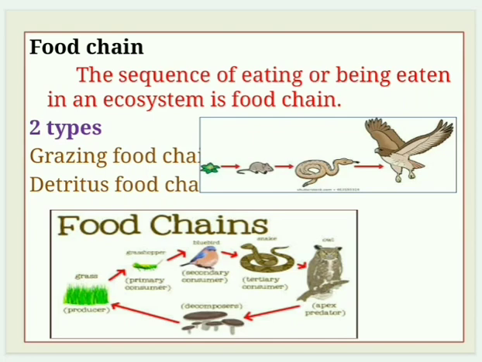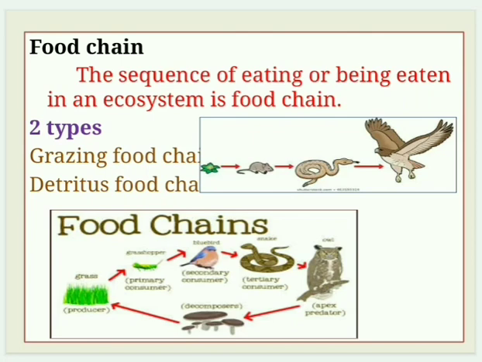The pond food chain is different, the grassland food chain is different, but anyhow you will have a producer. Then there will be herbivores, primary carnivores, secondary carnivores and tertiary carnivores. Trophic level means the various steps through which food energy passes in an ecosystem. That is known as trophic level.